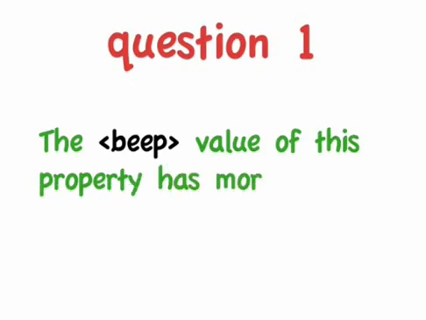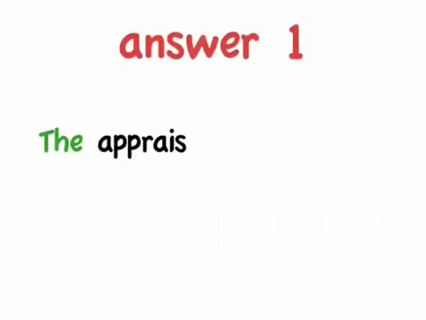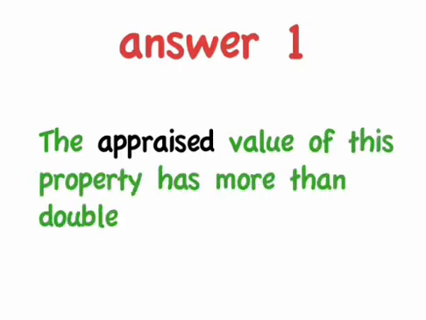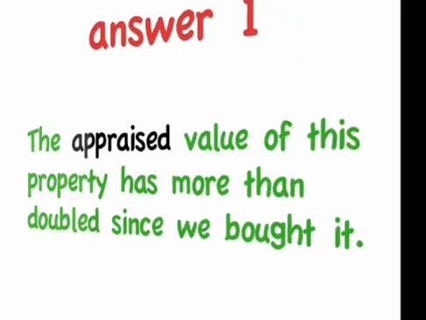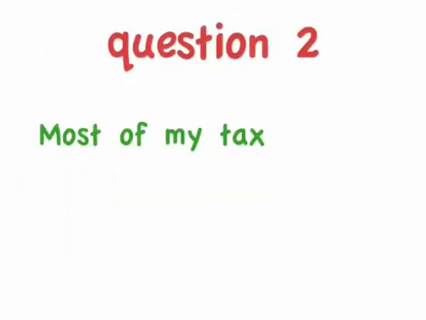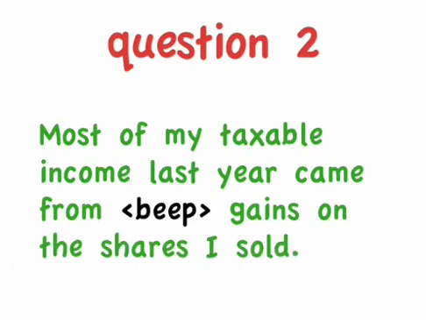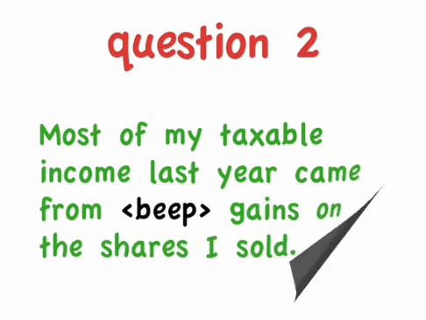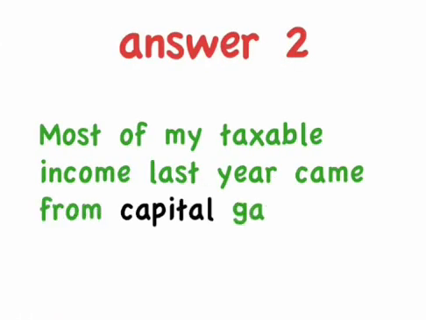The beep value of this property has more than doubled since we bought it. Answer. The appraised value of this property has more than doubled since we bought it. Most of my taxable income last year came from beep gains on the shares I sold. Answer. Most of my taxable income last year came from capital gains on the shares I sold.